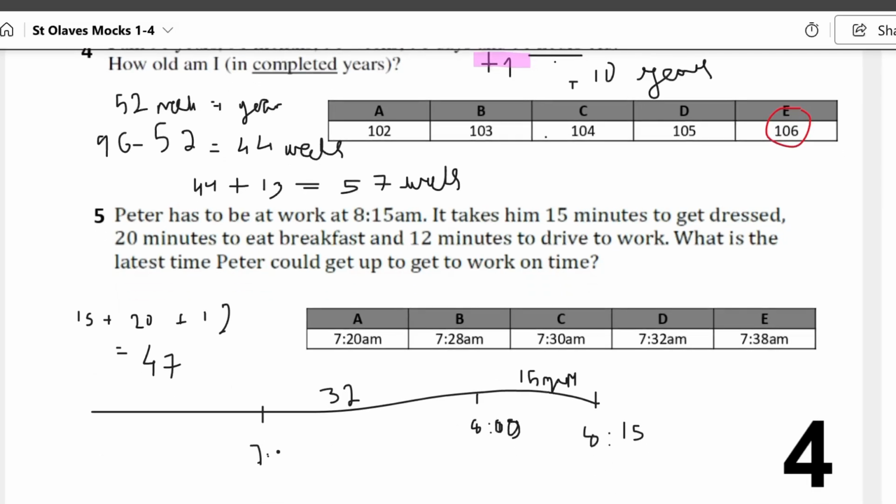Hopefully you can see that. Yes, you can. 7:28 a.m. So our answer is B.